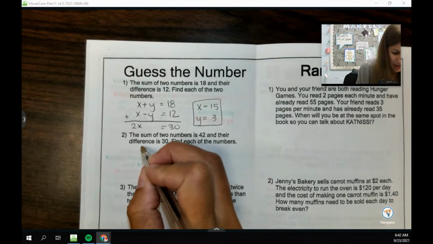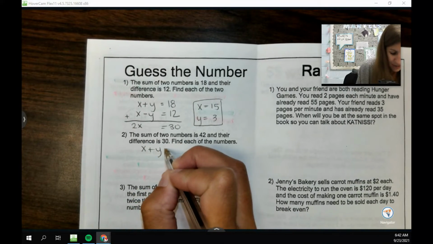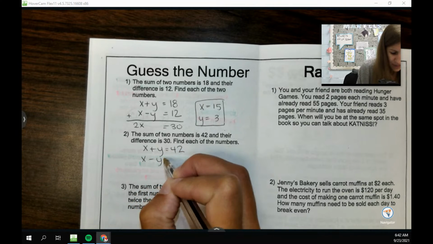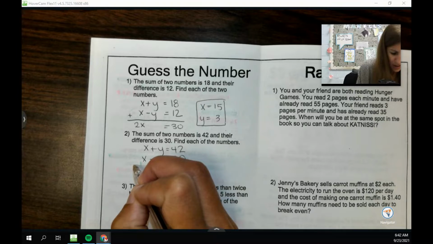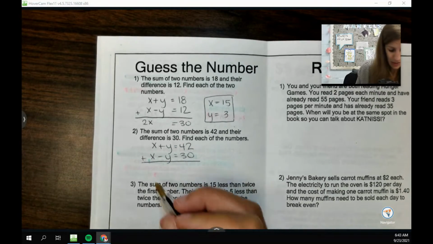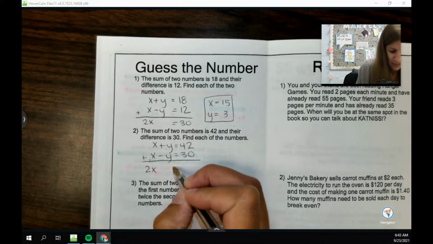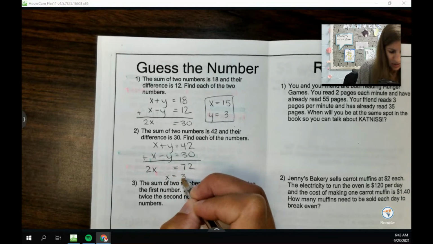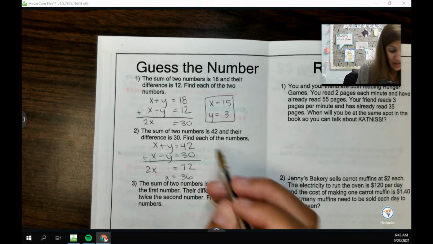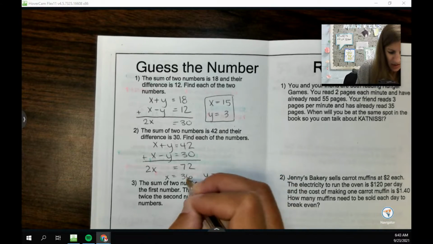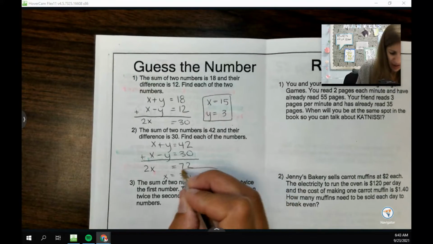Okay, let's try another one like that. So the sum of two numbers is 42. Their difference is 30. Find each of the numbers. Always set up perfectly for elimination there. So you get 2x, no y's, 72, so x is 36. And because of the difference, this for me is maybe easier for difference. I feel like that has to be 6, and then if I add those up, that's also 42. So there you go.